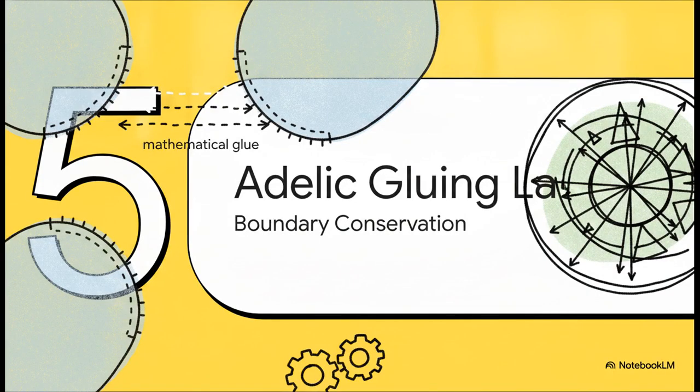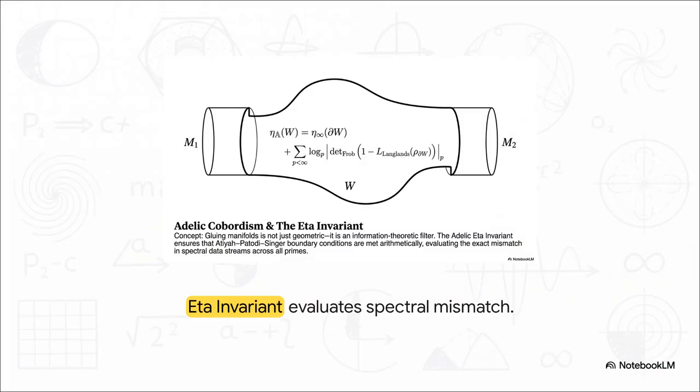Almost there. Section 5. The Adelic gluing law, focusing on boundary conservation. Gluing manifolds isn't just geometric plumbing, you guys. It's a massive information theoretic filter. Say we have manifold 1 on the left and manifold 2 on the right, connected by a bulk interior. To glue them together, they have to satisfy boundary conditions arithmetically. The Adelic eta invariant, that's the formula shown inside the bulk, measures the exact spectral mismatch across all primes. It guarantees that the transition between the two distinct spaces is perfectly accounted for in the spectral data stream.